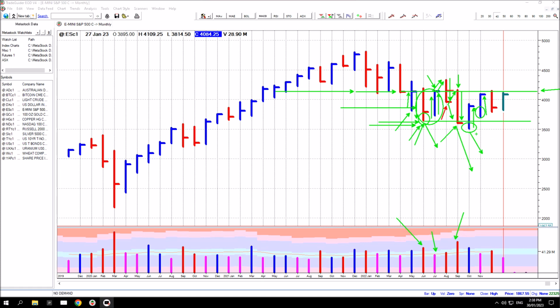But buying support comes in, the market's pushed back up, then tested for supply on the next bar and pushed back up to the old breakdown line or the highs of the new range. This is buying again. This is buying support. You've had buying support here. You've had buying support here. It's come in two halves.